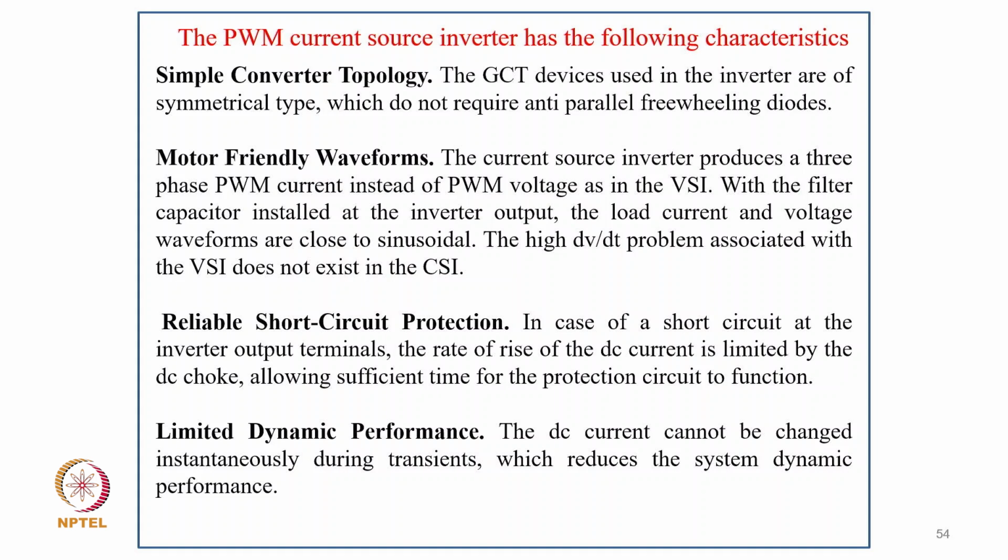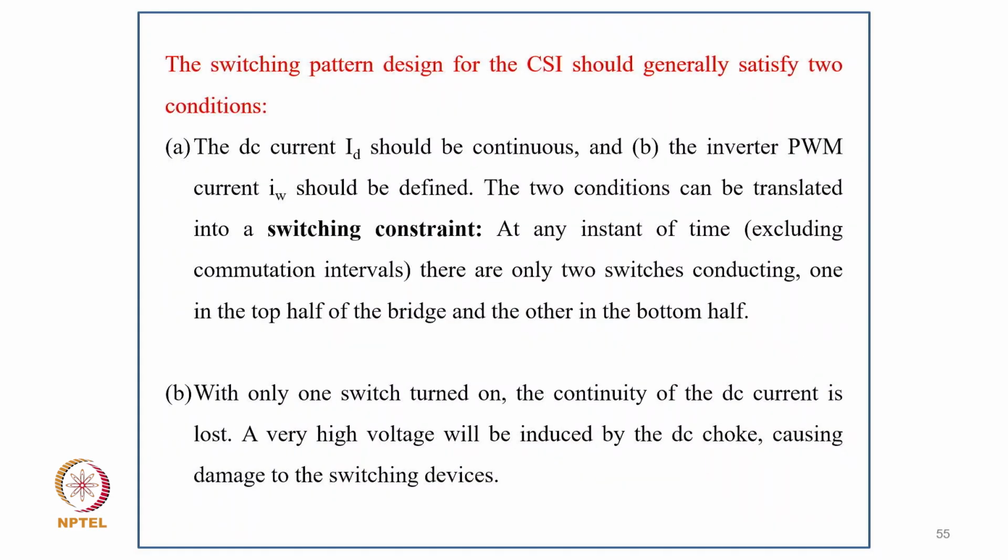And coming to limited dynamic performance, the DC current cannot be changed instantaneously, which reduces the system dynamic performance. Now coming to switching pattern design for current source inverter, it generally must satisfy two conditions: the DC current ID should be continuous, and the inverter output current IW should be defined.